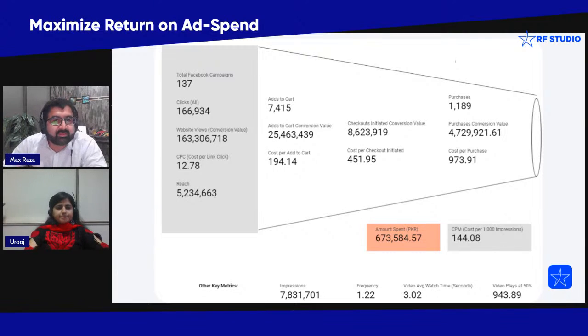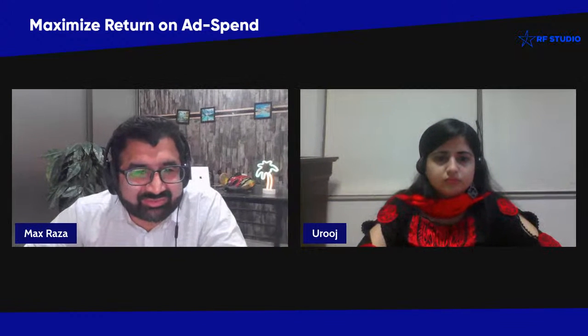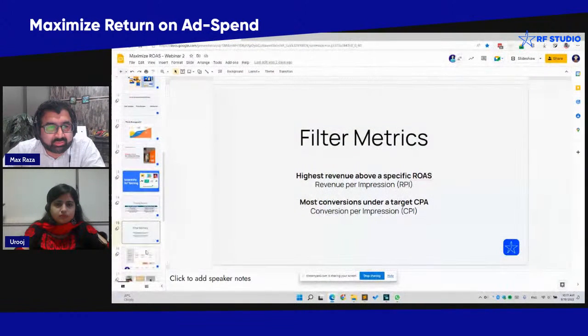So, creative again is playing a huge role over here. We have got a lot of reach, but not enough purchases. And I believe creative is playing a huge role over here. So I want to show a couple of ad creatives, and I think these GIFs are not working over here. So let me just remove the slides for now and try to share my screen and demonstrate what I mean by these.